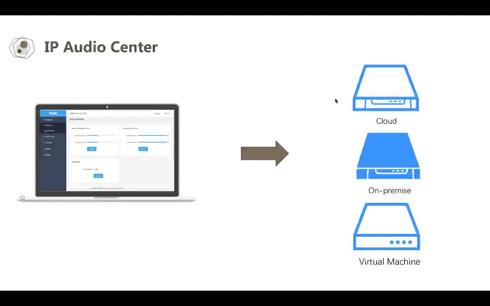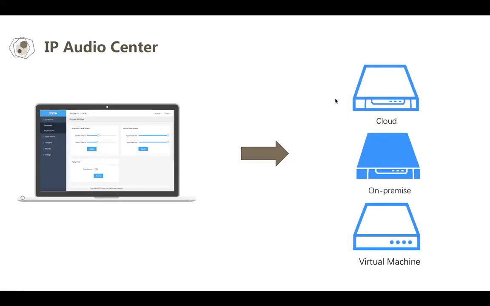So as we know, our IP Audio Center is a system that you can deploy. There are 3 different ways that you can deploy the system. First one would be a cloud-based server, the second way would be an on-premise server, like a hardware server. And you can also deploy the system on a virtual machine if you would like to take a look or would like to test or learn the IP Audio Center.